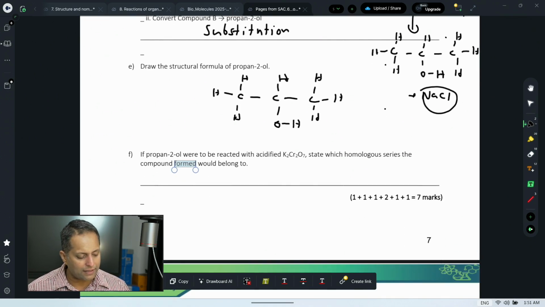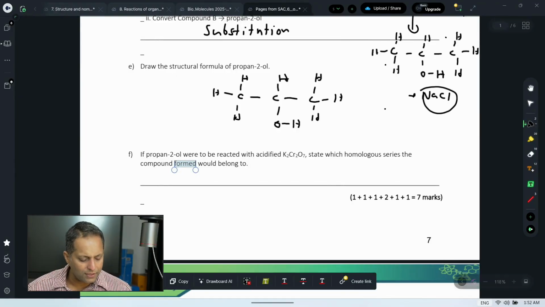If propan-2-ol were reacted with acidified potassium dichromate. When you hear acidified potassium dichromate or acidified potassium permanganate, when you hear those, it is oxidation of alcohol. You remember that? Always oxidation of alcohols: primary, secondary, no tertiary. Tertiary is not going to be oxidized. We know that. All right?